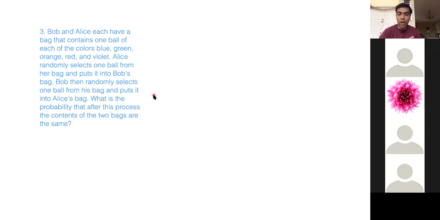So when Bob randomly picks, he's now randomly picking from 6 balls rather than 5. And if he picks 2 of them, whichever are the 2 that are repeated, and puts it back in the first one, there's a 2/6. So there's 6 balls in Bob's bag after the move. 2 are the same color. So if either of those 2 are picked, it'll go back to the same configuration as the initial with the same colors in Alice's bag and Bob's bag. Does this make sense?